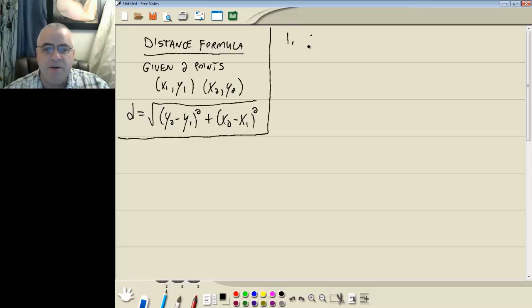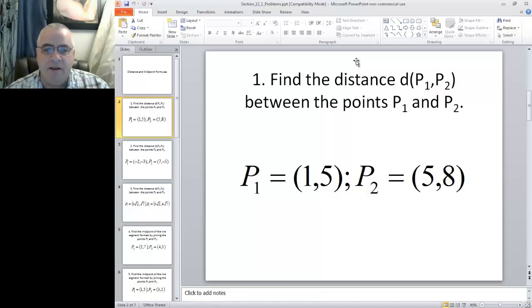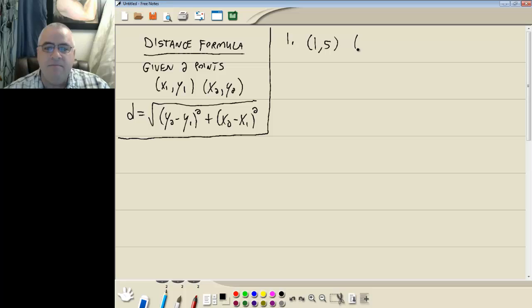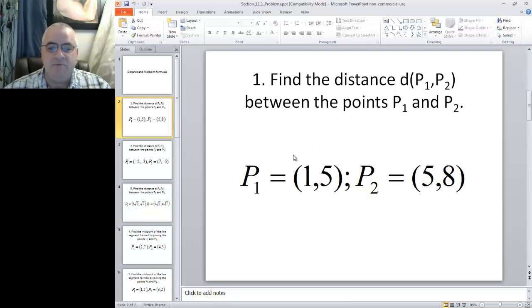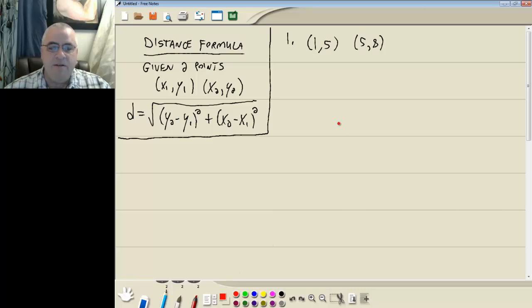This problem tells us we got 1, 5 and 5, 8. The instructions are to find the distance between them. Well, this is our first point, so I'll label this as x1, y1. This is our second point, so I'll label this as x2, y2. It actually doesn't matter which one you label as your first point, which one's your second point. It gives you the same.